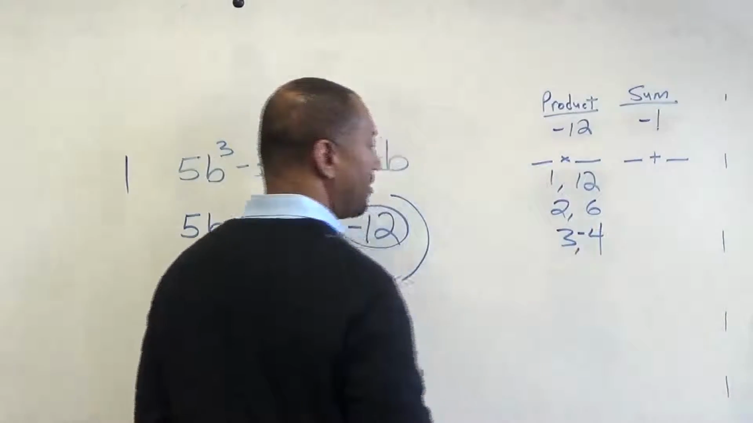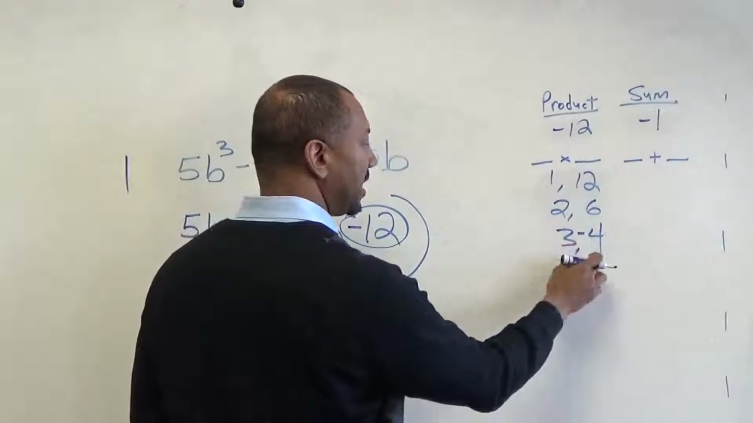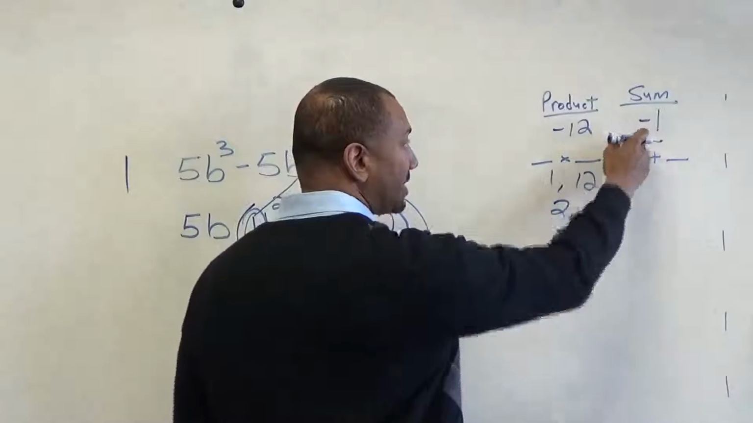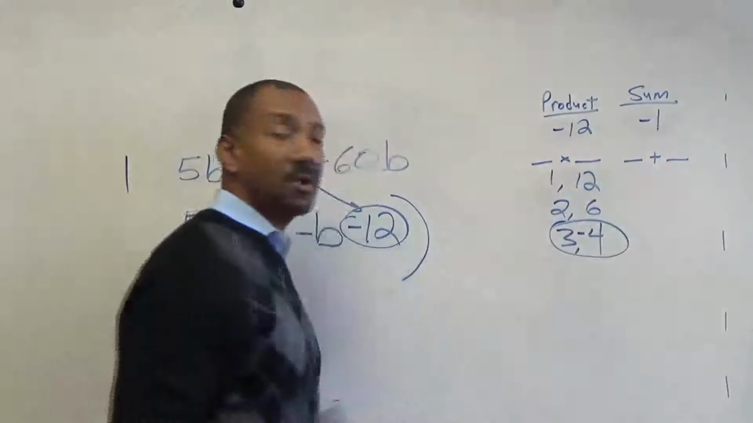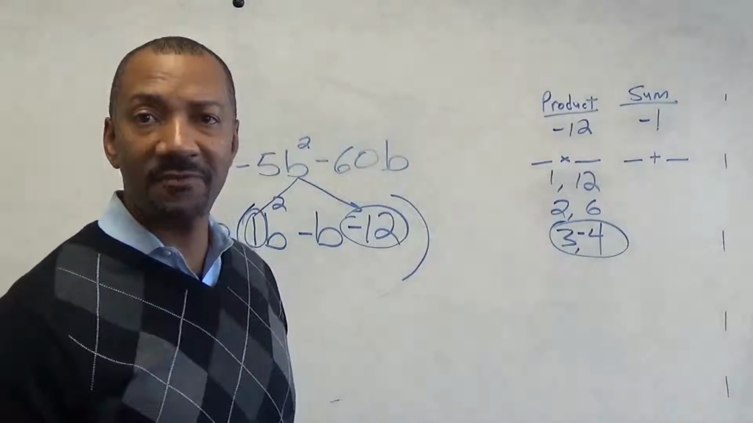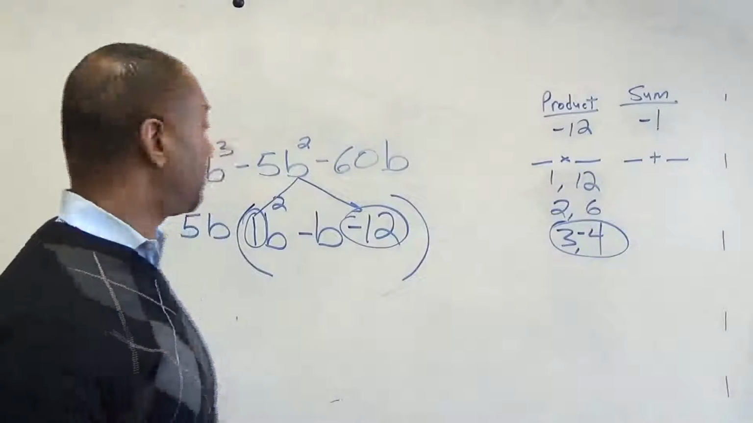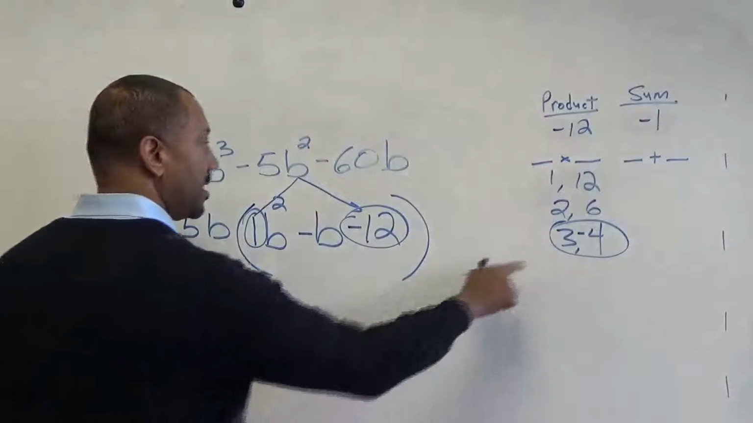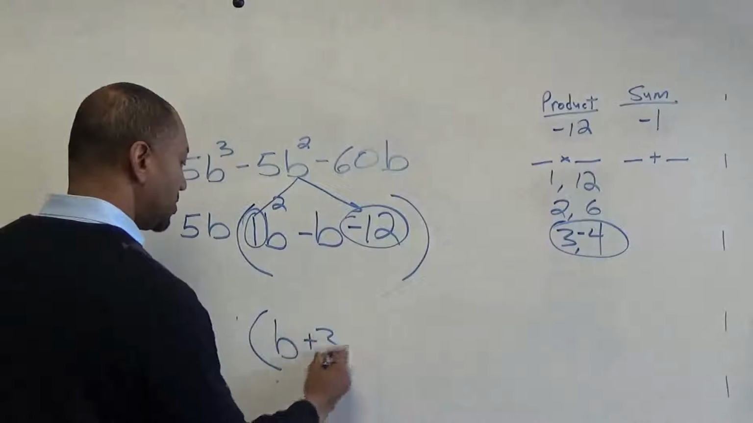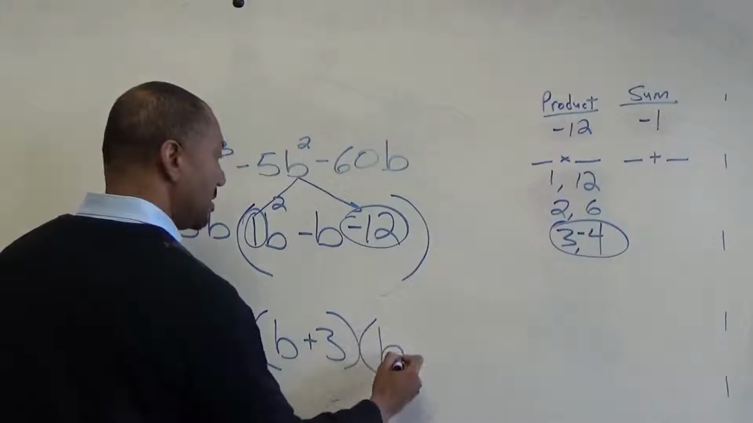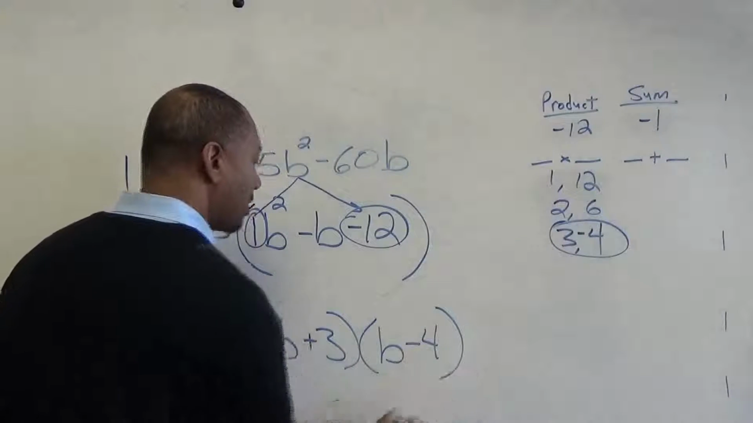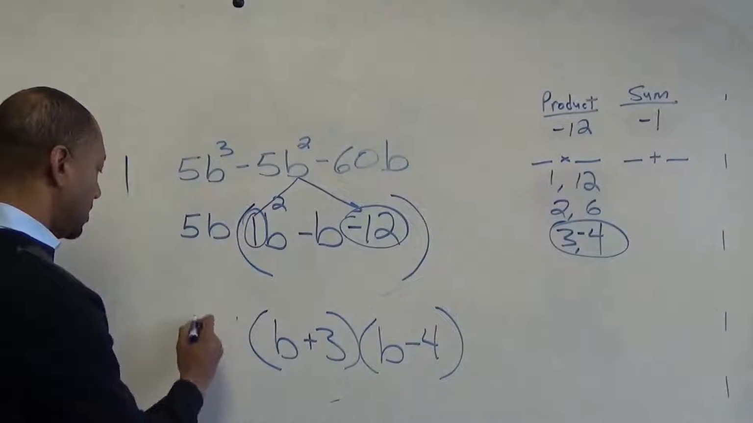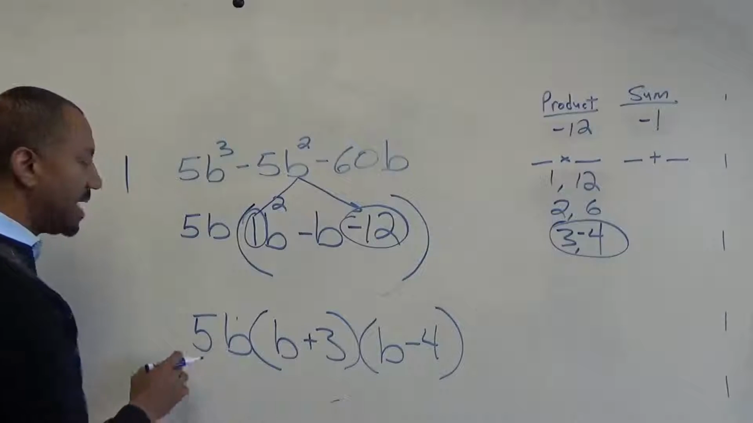Let's see, if I make that a negative 4, 3 times negative 4 gives me my negative 12, and 3 plus negative 4 adds up to negative 1. So we have found the numbers that we're looking for. Let's go directly to our answer. Get my parenthesis going. It's going to be b, that's a positive 3, so plus 3, and then b minus 4. Don't forget to include your greatest common factor. Be sure to put that in your final answer.